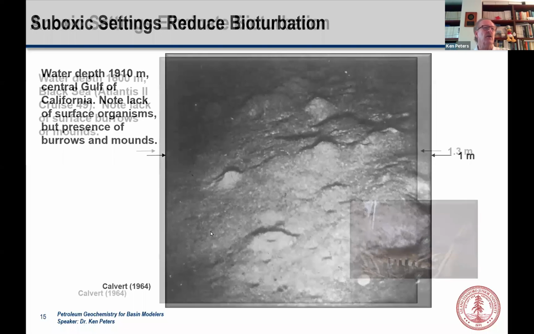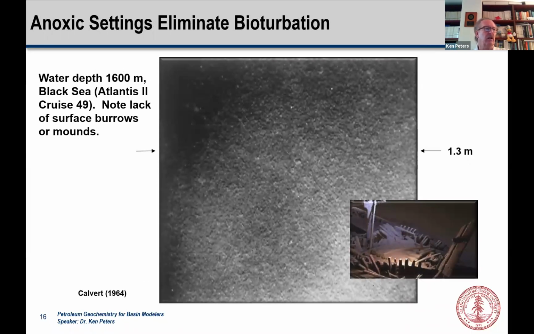Now, this is another location. This is the Black Sea from the Atlantis II cruise. And you can see here, it's about 1 meter across. There's virtually no character to the bottom sediments. There are no surface mounds or burrows. These sediments are basically intact.